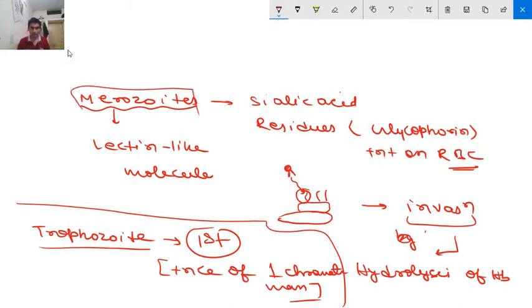This merozoite is in the liver. Okay, and the first sporozoite was in the salivary gland, and this trophozoite is the first stage. This is an important MCQ question. Okay, we will discuss later.